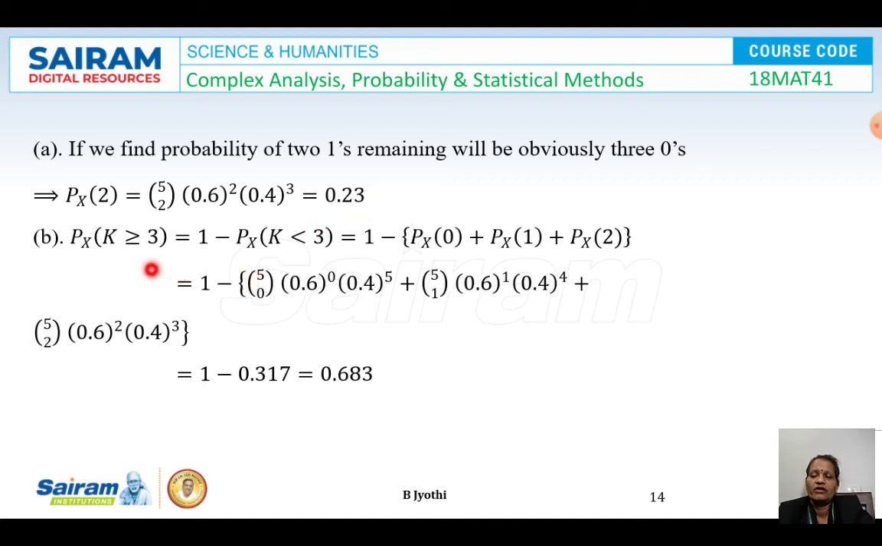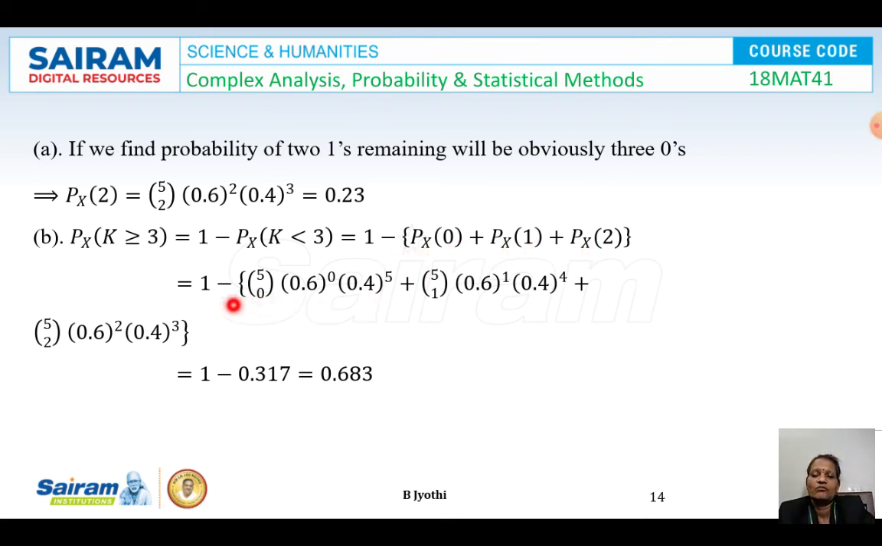Next, when P of x greater than or equal to 3, instead of taking greater than or equal to 3, what we can do is we can take its complement, that is 1 minus P of x less than 3. So, the complement of greater than or equal to 3 is less than 3. So, when we subtract from 1, we get the exact result. That can be easily obtained. 1 minus P of 0 plus P of 1 plus P of 2.